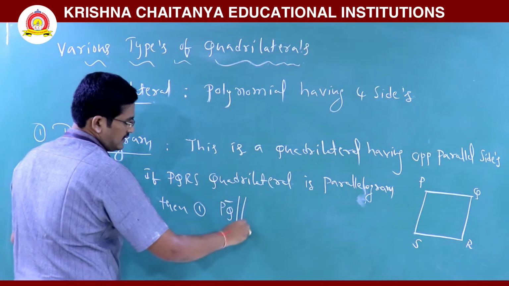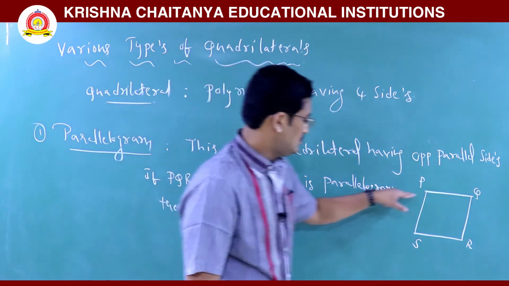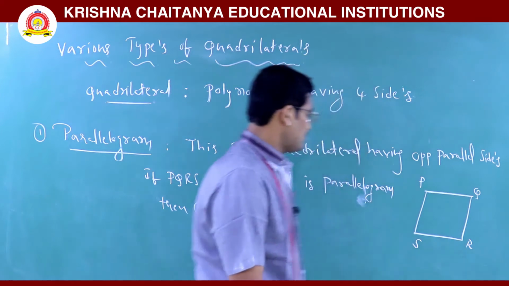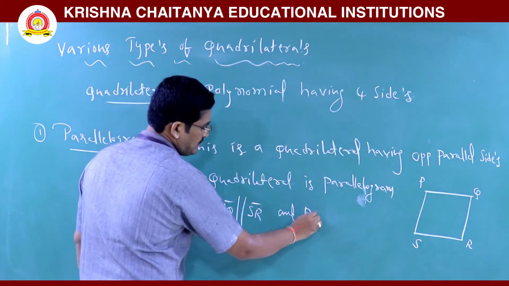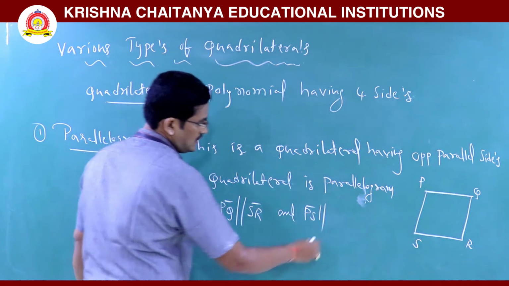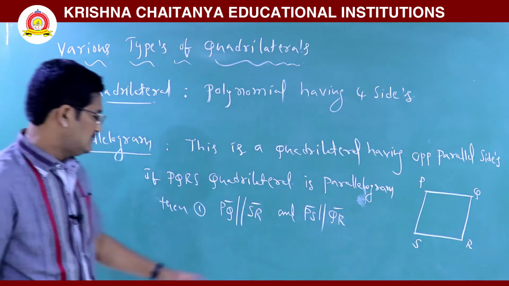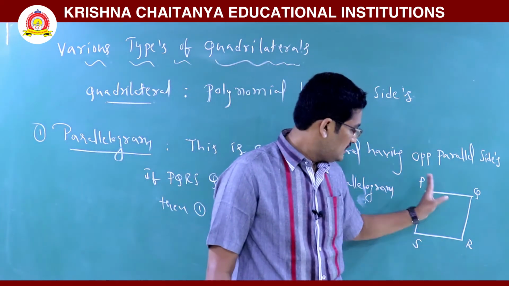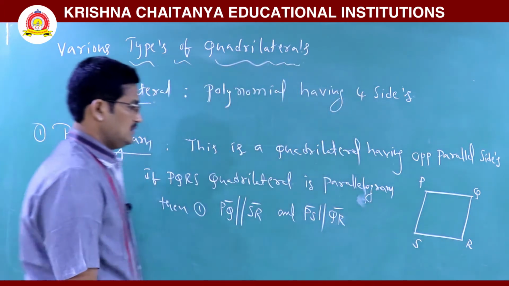PQ bar parallel to SR bar. That means these two are parallel. At the same time, these two are parallel, and PS bar parallel to QR bar. So that quadrilateral follows this condition. These two opposite sides are parallel. These two opposite sides also parallel. First you have to remember that one.